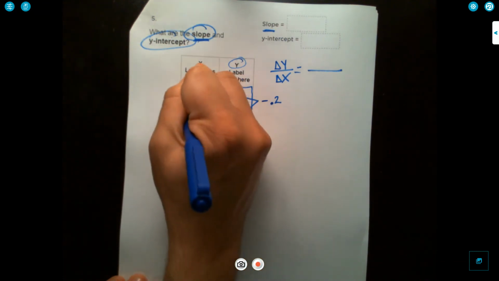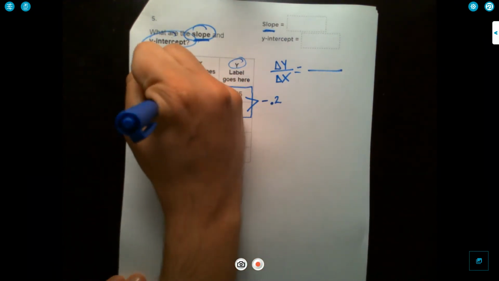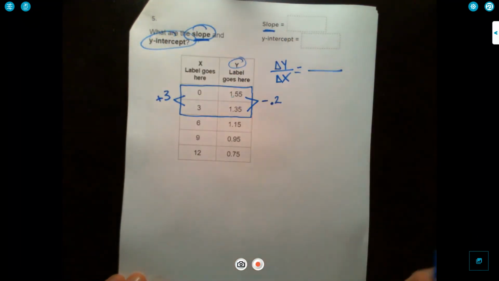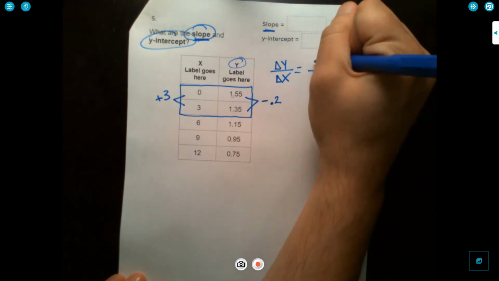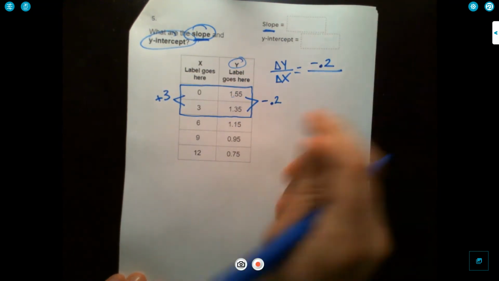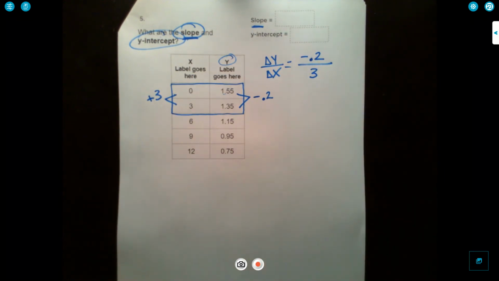Now let's take a look at over here. We're going from 0 to 3. So that means we're adding, and we're adding 3. So that means we're going to have a change in y of negative 0.2, and then a change in x of positive 3. Now we're going to type that in on the calculator.